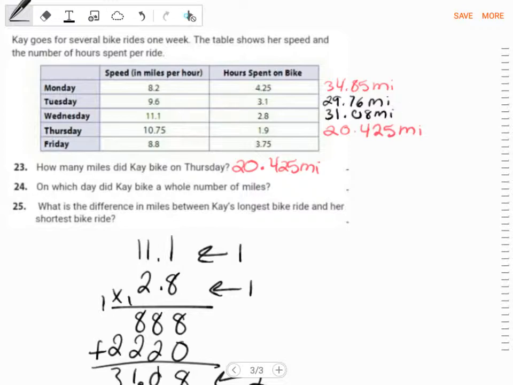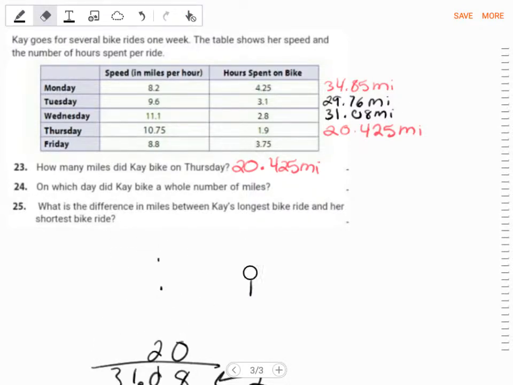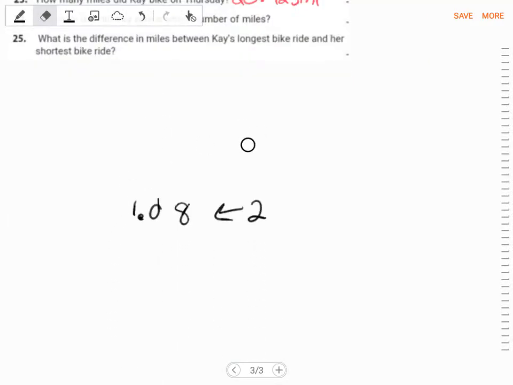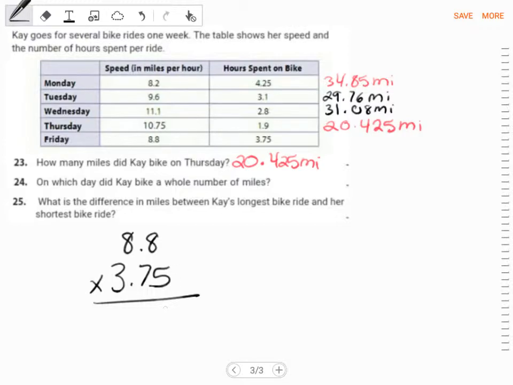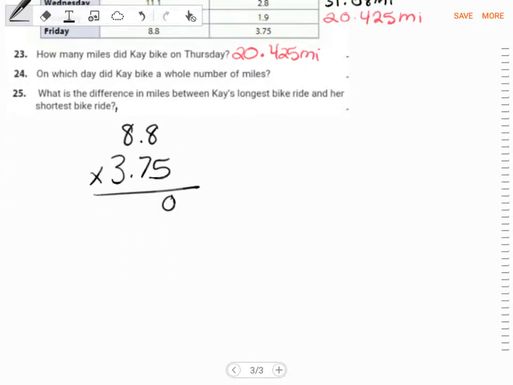All right, we got one more. Let's clean this up. All right. On Friday, biked 8.8 miles per hour for 3.75 hours. 5 times 8 is going to give me 40. 5 times 8 again is going to give me 40 again, plus 4 is going to give me 44. Put my placeholder. 7 times 8 now. That's going to give me, what is that, 56?